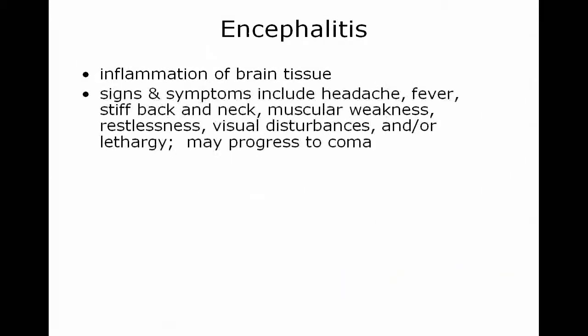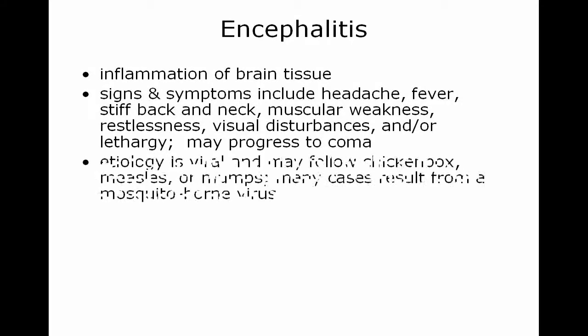Now, inflammation of brain tissue, direct inflammation of brain tissue, is encephalitis. Again, same type signs and symptoms: headache, fever, stiff neck and back, muscular weakness, visual disturbances. Etiology is most likely viral. There are viruses that follow chickenpox, measles, mumps that can result in encephalitis.